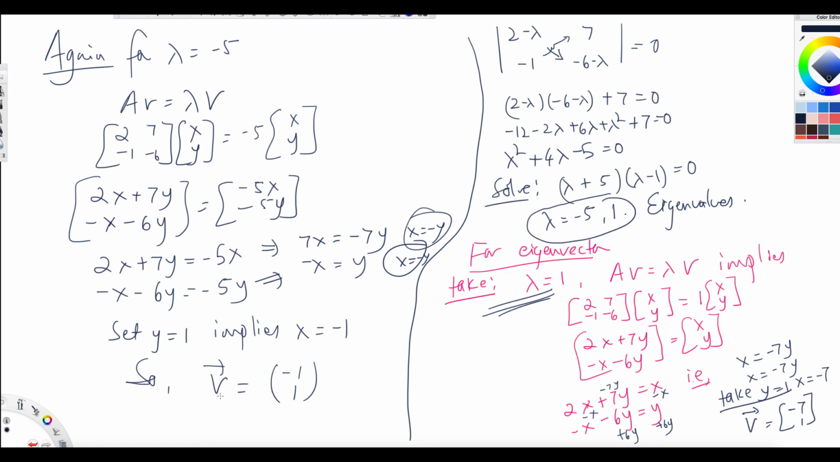All right. So what are the eigenvalues and eigenvectors then? What is the final answer? Your final answer looks like, for lambda equals 1, v is (-7, 1). You can write parentheses or brackets, it doesn't matter. For lambda equals -5, you get v equals (-1, 1). That is the final answer. So this is how you find the eigenvalues and eigenvectors of a matrix.